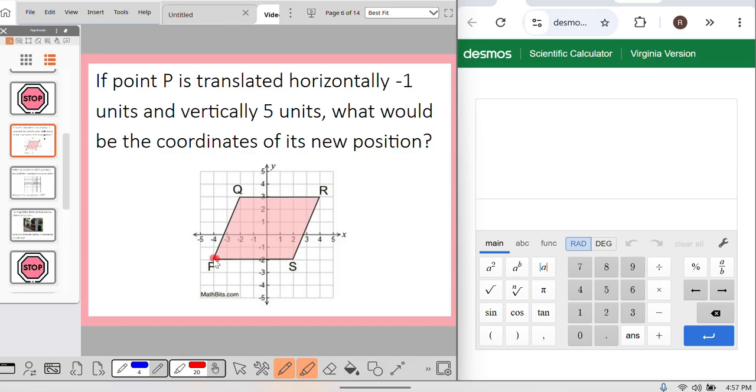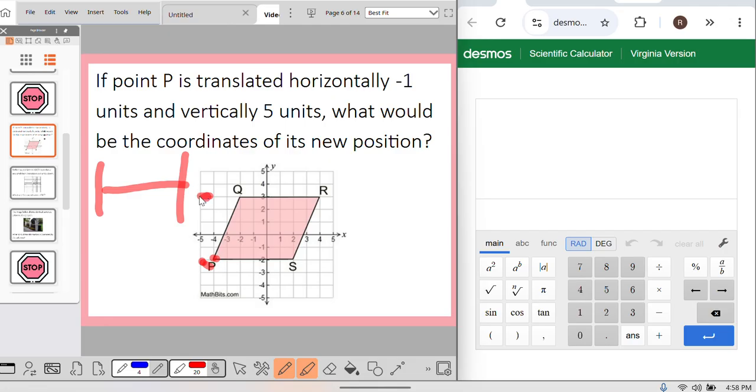That is all. So again, when we translate horizontally, like an H, it goes right and left. And if it's negative, it's going to go left. So let's go left 1, and that's where I am now. Now it says vertically 5. Well, vertical goes up and down, so let's count 5. 1, 2, 3, 4, 5. That puts me right there.